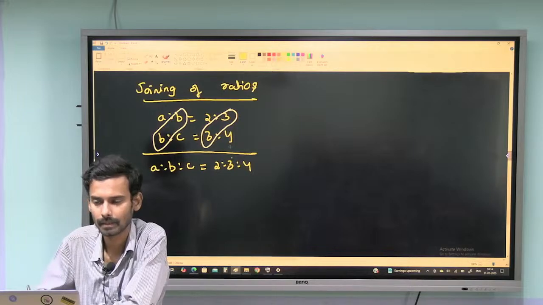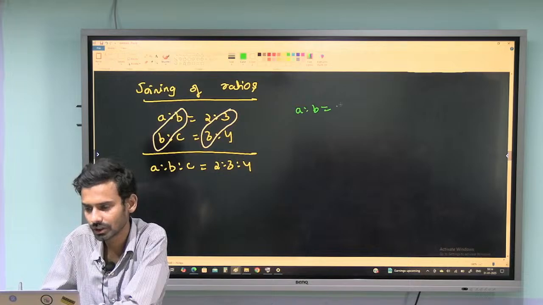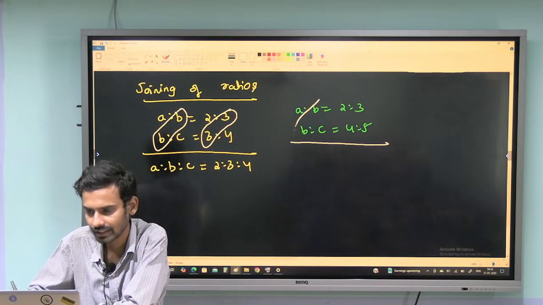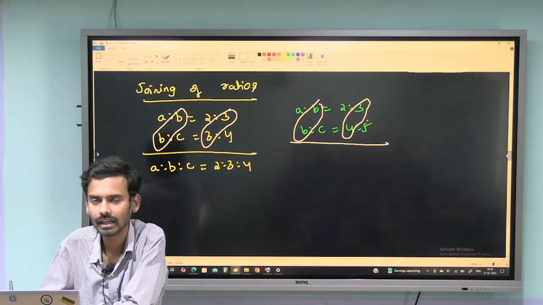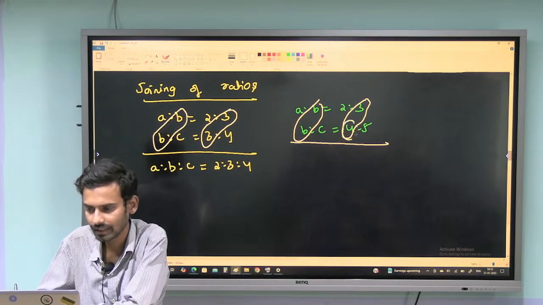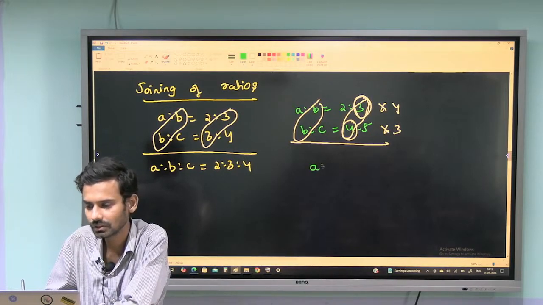But in the second case, if I say A is to B is equal to 2 is to 3 and B is to C is equal to 4 is to 5, now I can't directly combine because here B is common, whereas B is not the same in the ratios. So before combining, I need to make that B the same in both cases. So how to make it the same? Multiply this 4 to the first ratio and this 3 to the second ratio. Now the new ratios will be A is to B is equal to 8 is to 12 and B is to C is equal to 12 is to 15.